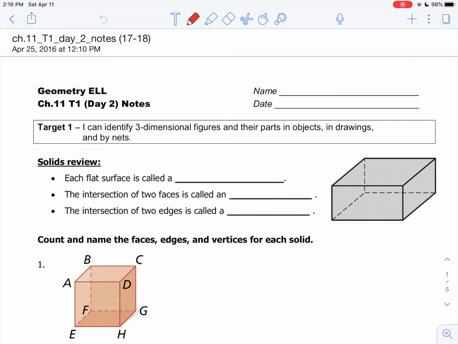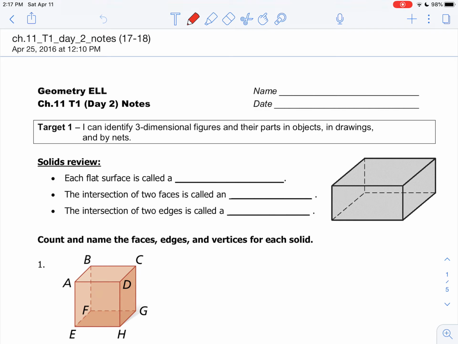Hello, GOELL. We are here with Chapter 11, Target 1, Day 2 Notes. This is going to be a lot of continuation from the last note sheet, and then we'll do a little bit of new stuff as well. And the homework is just going to be some practice, and you have 2 full days just to do this. So we'll start with a short review.